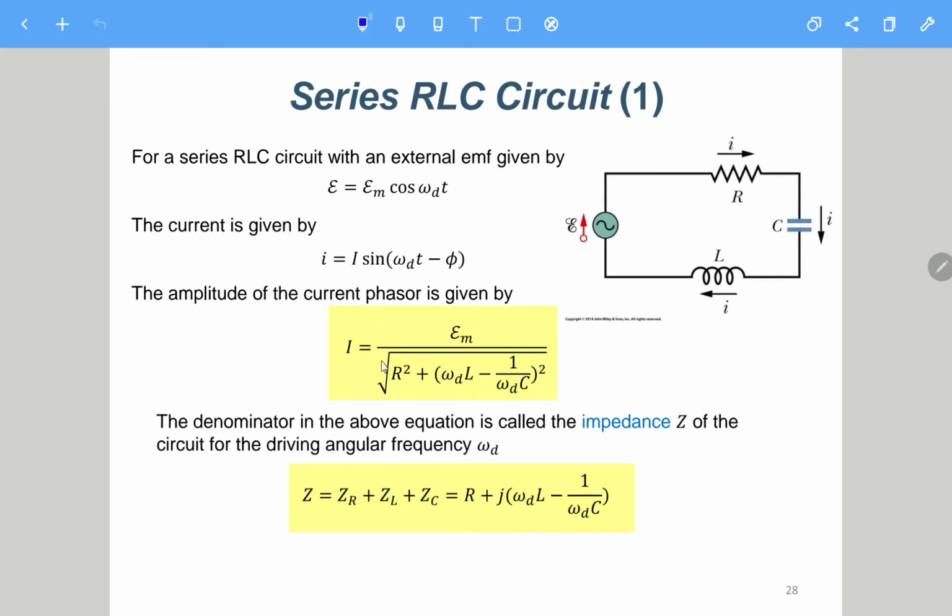And here it tells you that this I will be Em, the phasor, actually the amplitude of the voltage difference across this E, so Em. And then here we have this big term in the denominator, so it is the square root of R squared plus blah blah blah.